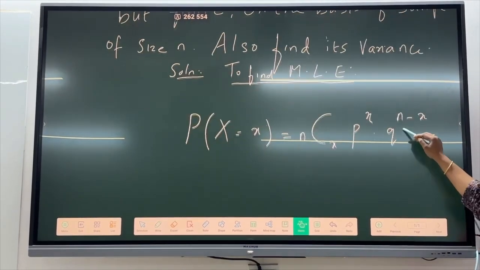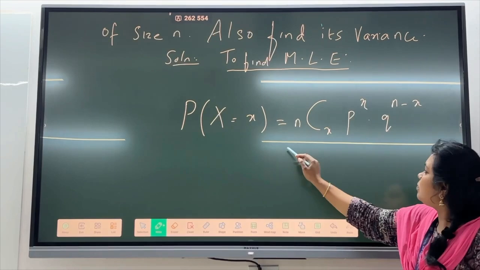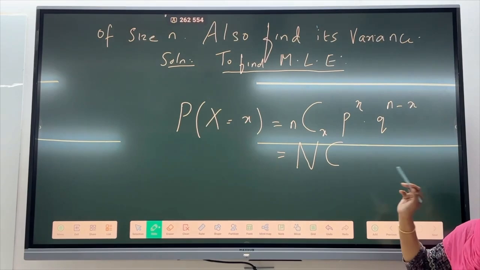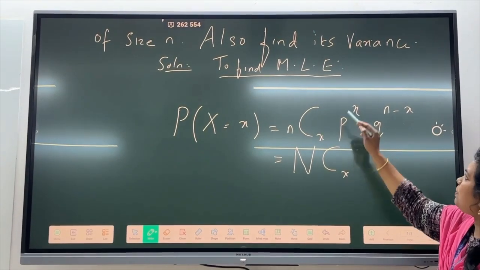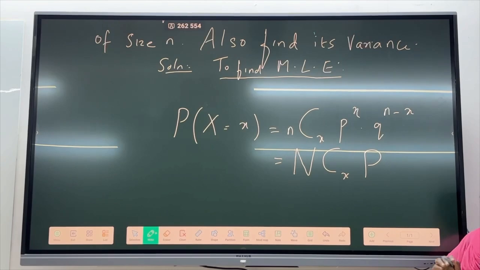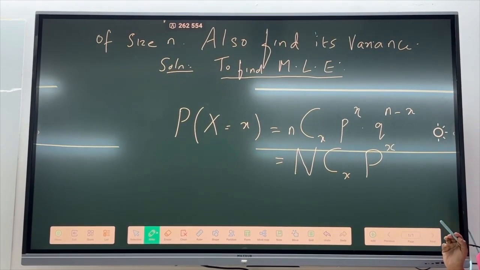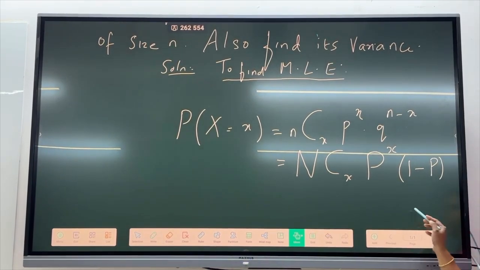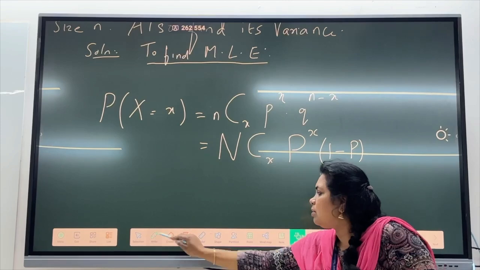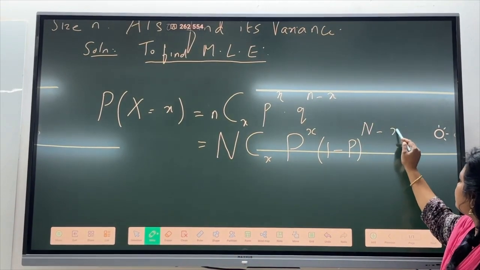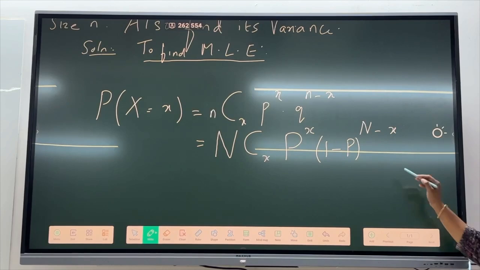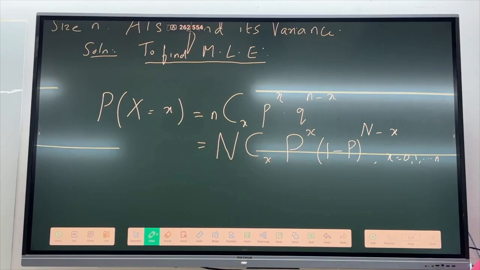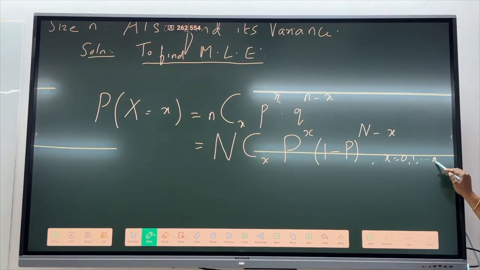So how will I change? It becomes capital N C x. Small p will change to capital P, the parameter given. Small q is changed to 1 minus capital P, power N minus x, whereas x ranges from 0, 1, 2, 3, up to capital N, because the value is capital.